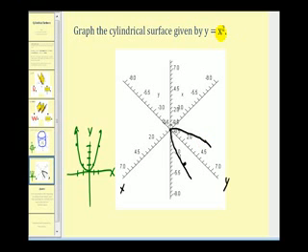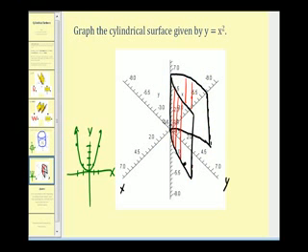Notice the equation does not have z, so all the rulings again will move up and down parallel to the z-axis. To give this a three-dimensional perspective, we'll go ahead and copy and paste this curve higher up along the z-axis. Something like this, and we'll connect the corresponding points. Looks something like this. And again, if we were to sketch the rulings, they would run parallel to the z-axis like this.